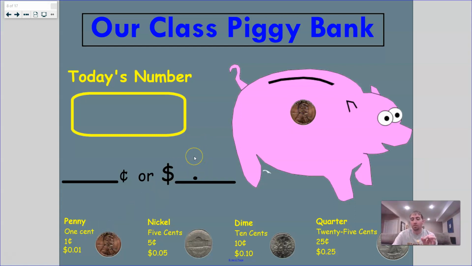Our penny is the smallest coin in value, and you'll notice that our penny also has a different color than the rest of our coins. It is more of a copper or a brown color compared to our other coins. So a penny is the smallest in value, meaning it is not worth as much as the rest. It is only worth 1 cent. So a penny is worth 1 cent.